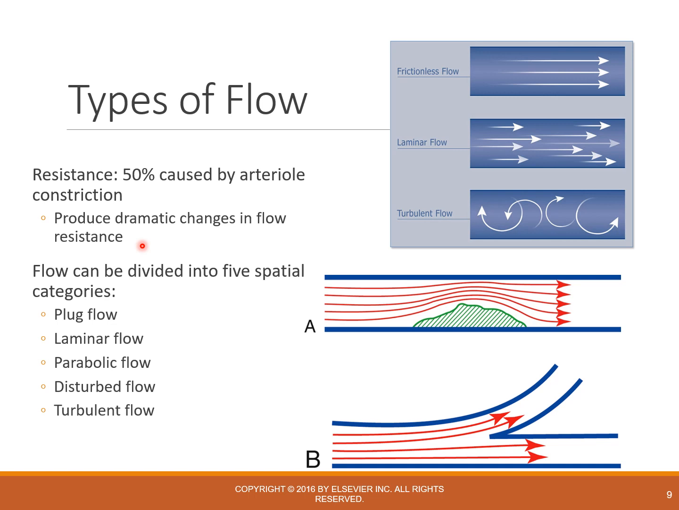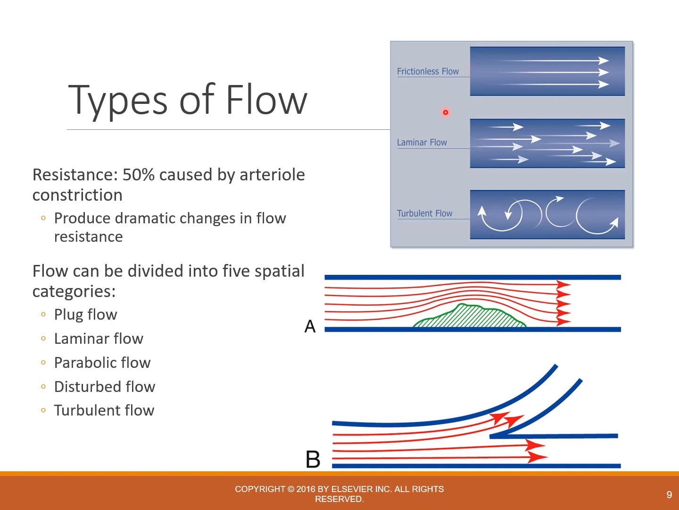We can also divide flow into 5 spatial categories, just describing exactly how the flow looks. The easiest type of flow to describe is really plug flow. Plug flow, we can see it up here in our first example, will usually occur at the beginning portion of a new vessel.